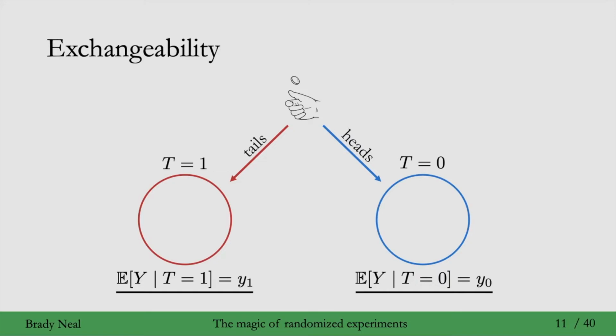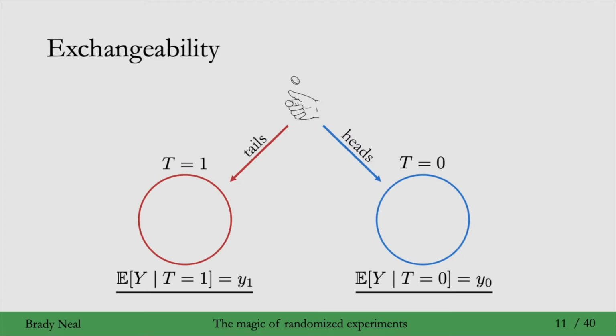And that's because we're using randomization. We're using the outcome of a coin toss to decide which treatment group people are assigned to. So if we just exchange heads and tails, the group compositions in the two groups stay the same and the average outcomes in the two groups stay the same. That's why randomization gives us exchangeability.